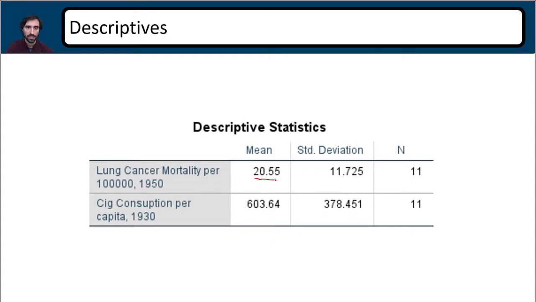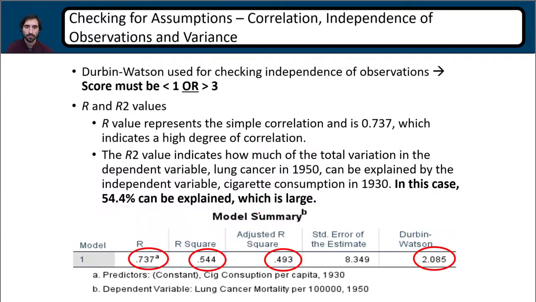Okay, we have our descriptives, just looking at them. We have a mean of 20 for lung cancer mortality rate, and then cigarette consumption per capita, which our average is 603. Now we're going to check for assumptions within our output.